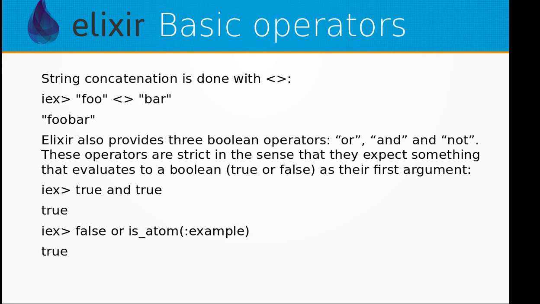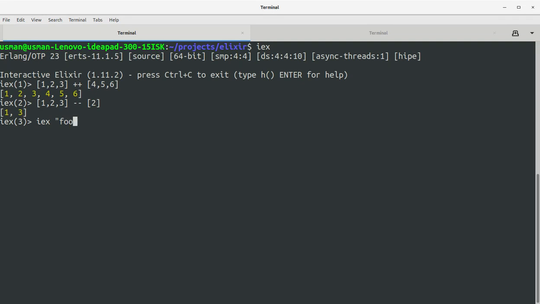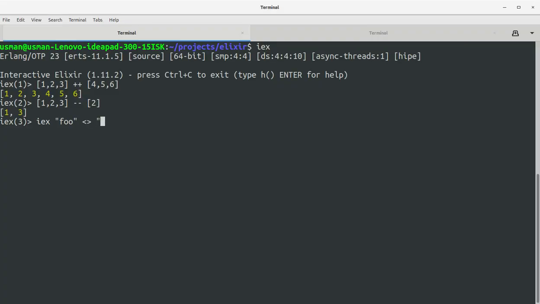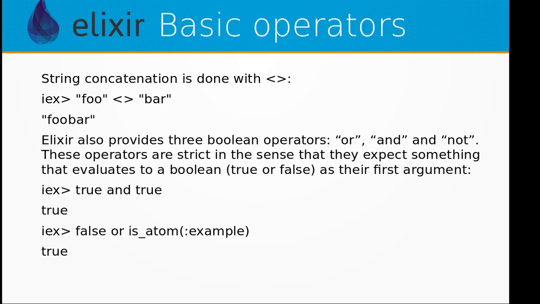String concatenation is done with the less than greater than sign. So let's say we want to concatenate two strings, "foo" and "bar". Okay, we don't need to use IEx here. So we get "foobar", which is the concatenated string using foo and bar and the concatenation operator.